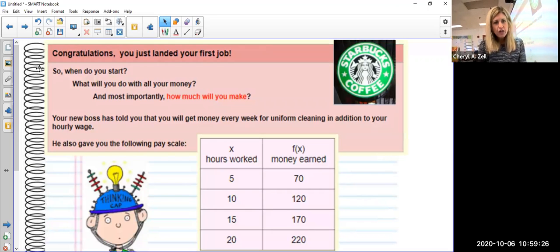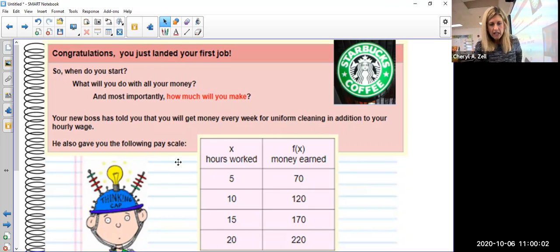All right, so you guys have seen the ratio tables. We've been doing the ratio tables, and now this is probably going to make a little bit more sense since you've experienced using ratio tables. So think about, and we talked about this, if you got a job, how many hours you work and how much money you're going to make. So when do you start? What will you do with all your money? And most importantly, how much will you make? Some of you are already making money now. Maybe you mow lawns, maybe you get allowance, maybe you babysit, maybe you dog sit.